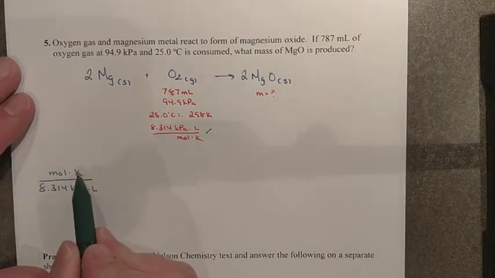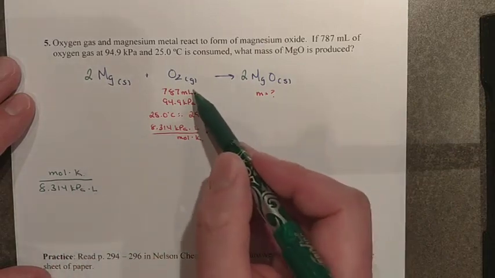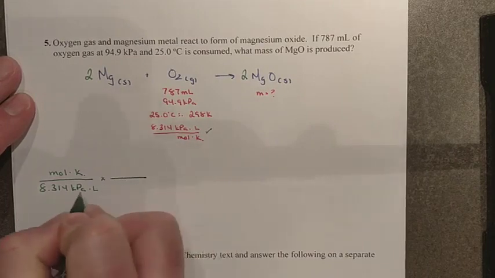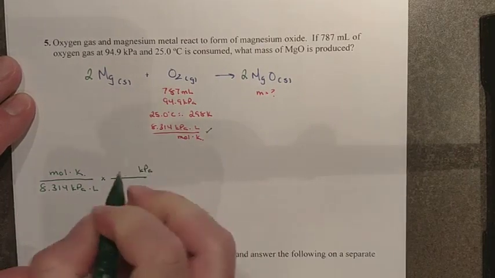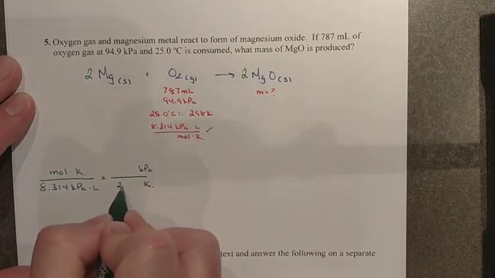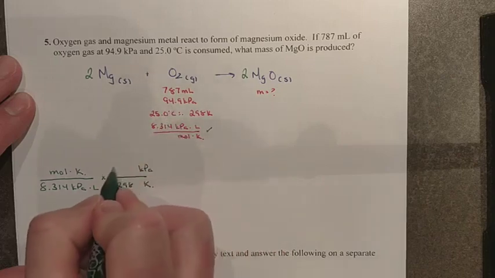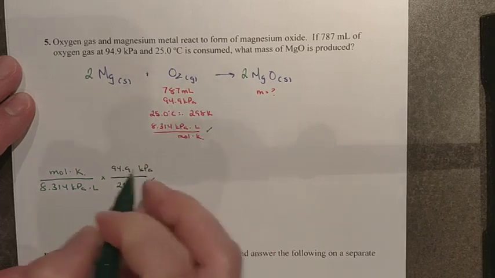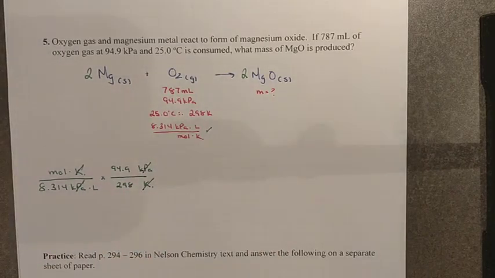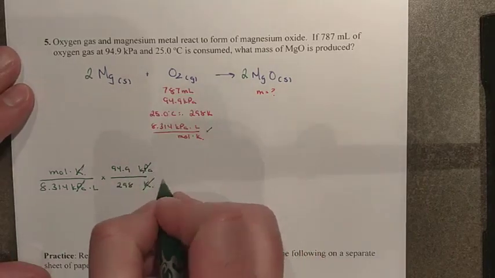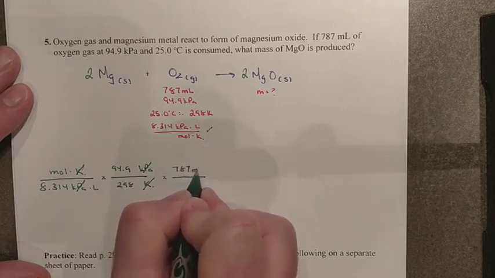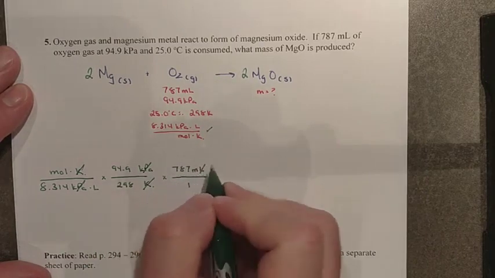So now I just need to cancel out Kelvin, kilopascals, and liters, and oh my goodness, I have all of those already. So kilopascals, I'll put those in the numerator. Kelvin, I'll put that down here, and you can see that it is 298 Kelvin, and it is 94.9 kilopascals. So Kelvin go, kilopascals go, and now I've got moles per liter. Fantastic. I have liters here. And so we get 787 milliliters. And so the liter will go.